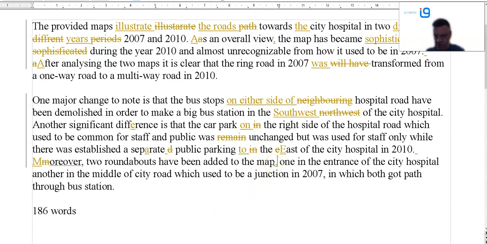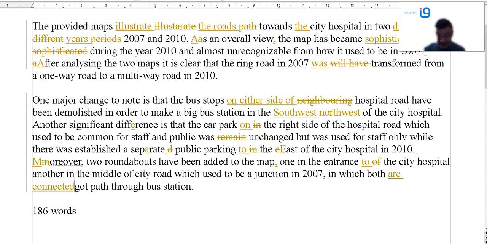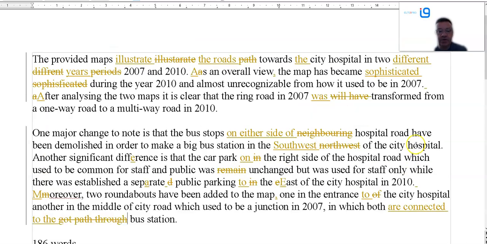Put a comma, one at the entrance to City Hospital, another in the middle of City Road, which used to be a junction, in which both are connected to the bus station. So, quite a few changes for that one there.